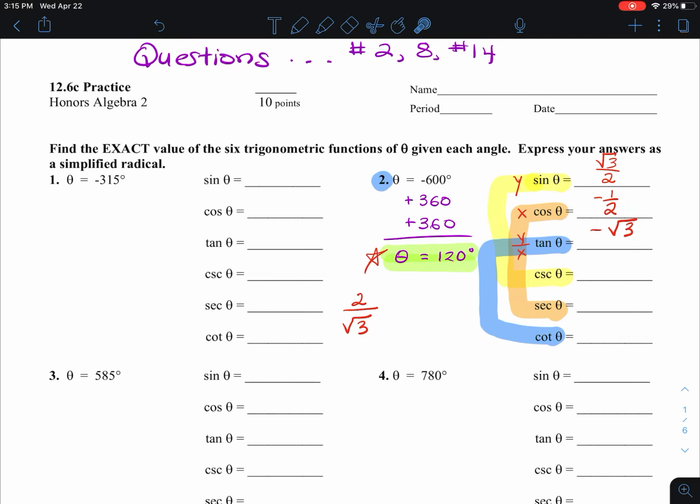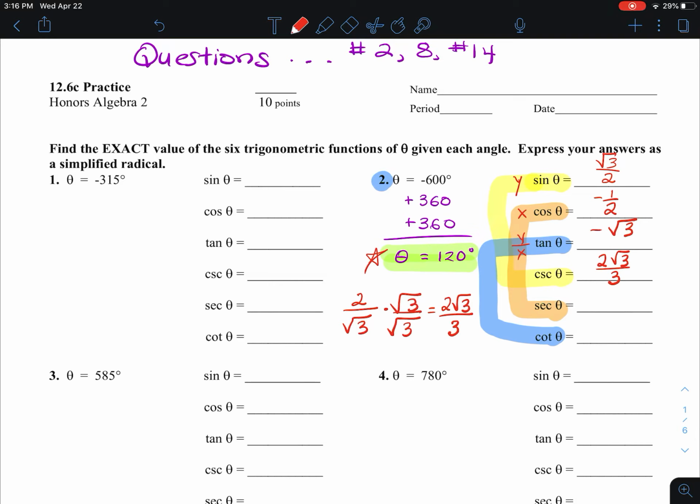You have to get rid of that radical symbol in the denominator by multiplying it times itself. We do the same thing to the numerator. We end up getting 2 times square root of 3 over 3. That is what we want to place on the line for cosecant.